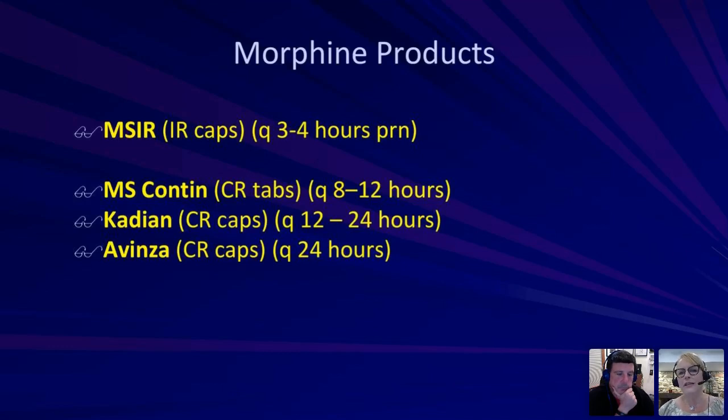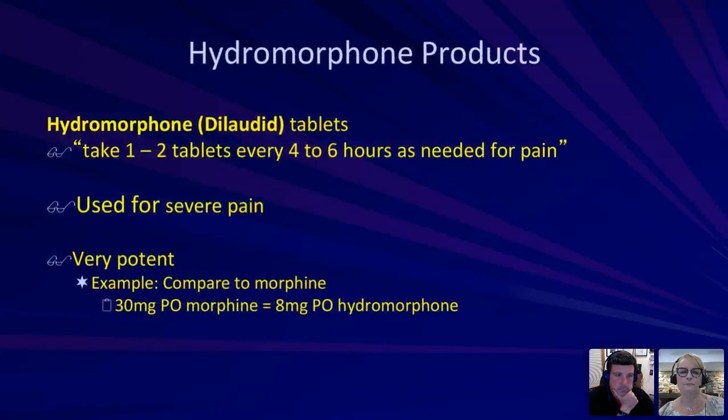And then we have these three at the bottom. MS-Contin is typically given 8 to 12 hours apart, Kadian lasts 12 to 24 hours, and Avinza, one pill lasts 24 hours. So you're going to see chronic pain patients coming in on different types of morphine. Not every chronic pain patient has pain 24 hours a day. They may only experience pain while they're awake or while they're sleeping. So they wouldn't need one that lasted for 24 hours.